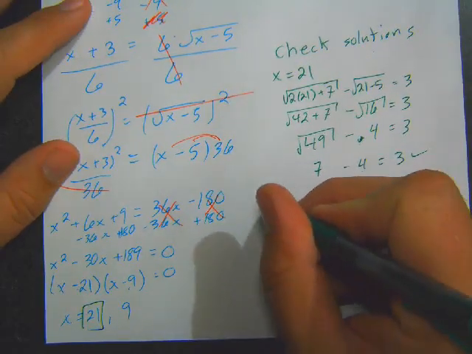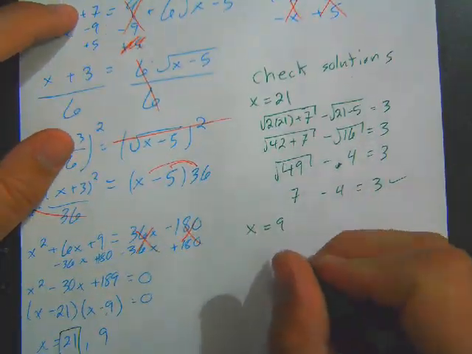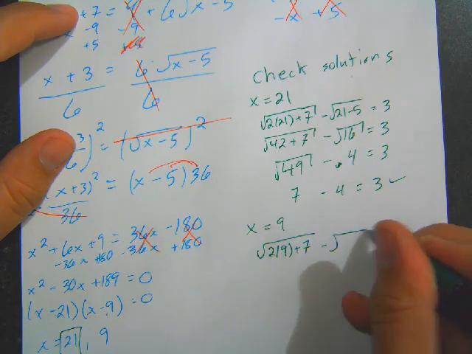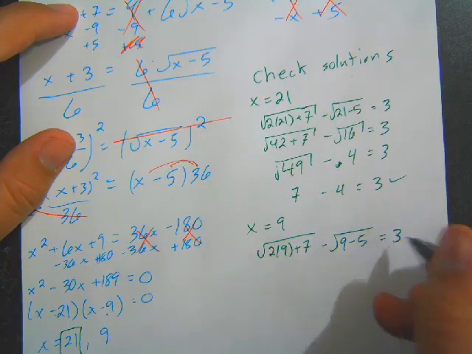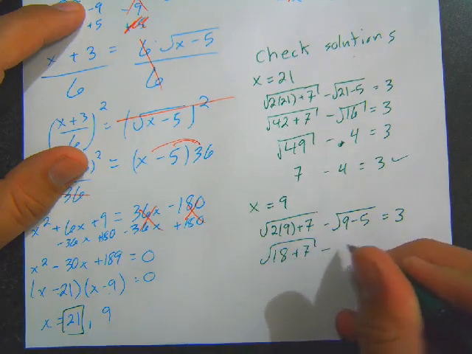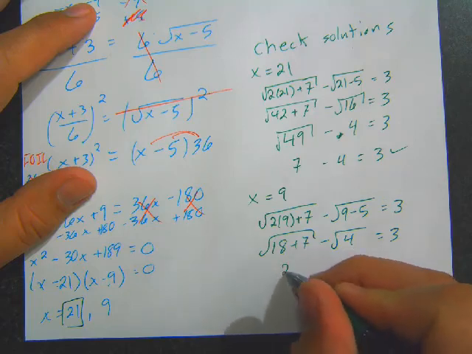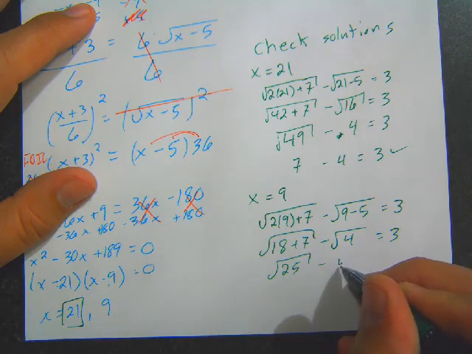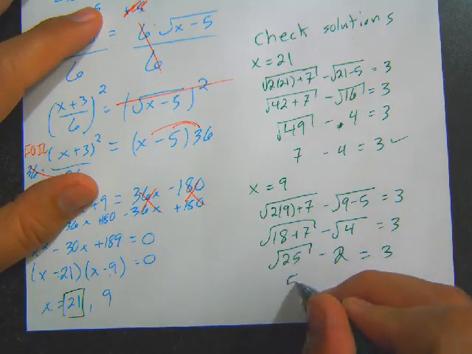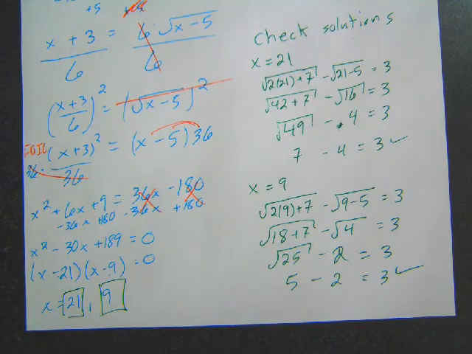Now I've got to check the other one. Let's check x equals 9. Again, I'm plugging it back into the original equation. So I get root of 2 times 9 plus 7 minus root of 9 minus 5, and see if that gives me 3. 2 times 9 is 18 plus 7, and 9 minus 5 is 4. 18 plus 7 is 25. Root 25 minus root 4. Root 25 is 5 and root 4 is 2, so I got 5 minus 2 equals 3. And it does. This is one of those examples where both answers work.